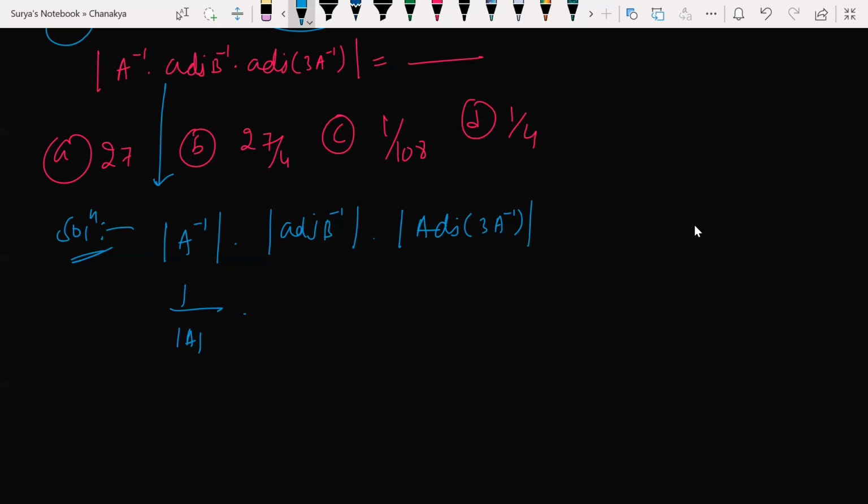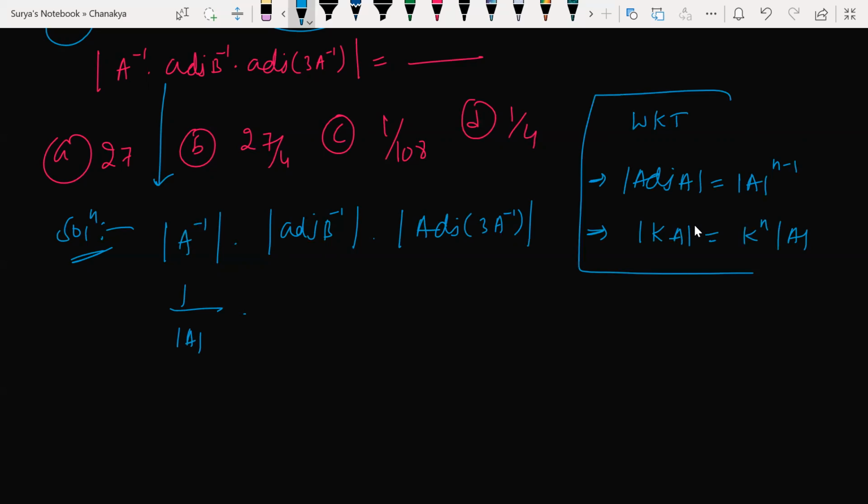Now beta, look at this here. We know a formula. The formula for the determinant of adjoint of A is determinant of A to the power of n minus 1. And one more formula I know: determinant of kA can be written as k to the power of n into determinant of A. So these are the two formulas we must know here.